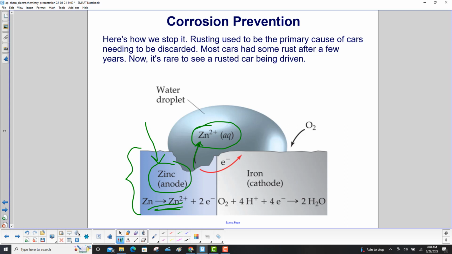Rusting, and again, that's what's happening here on the previous slide with iron, used to be the primary cause of cars needing to be discarded. Most cars had some rust after a few years. Now it's rare to see a rusted car being driven.